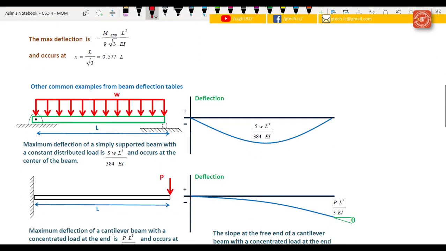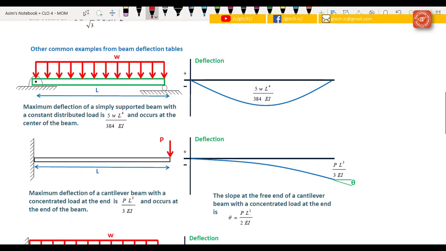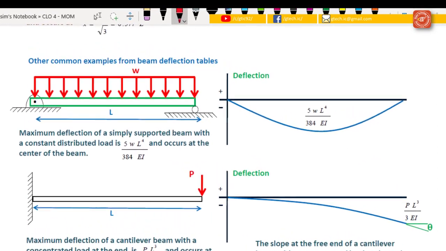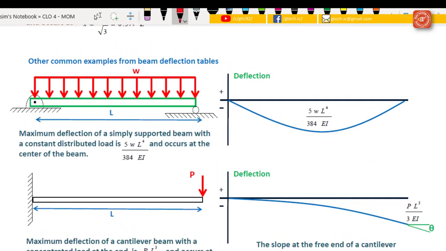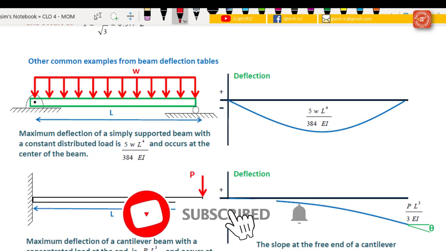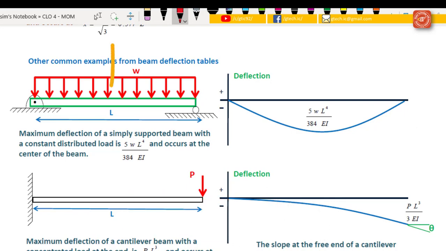Moreover, you can also find some other examples in the beam deflection tables, and beam deflection tables are easily available on the internet, and you can also find them in different mechanics of materials books. So for a simply supported beam acted on by a uniformly distributed load W, shown here, with beam length L, we can find from the table that the maximum deflection occurs at the center of the beam, and the value of deflection is 5WL⁴ over 384EI.